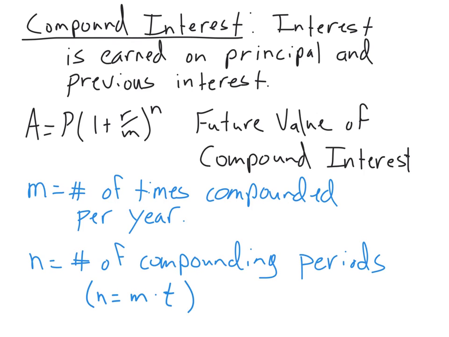So if you're compounding daily, then N would be in days. Compounding yearly, N would be in years. If you're compounding quarterly, N would be in quarters. Also, you can calculate N pretty easily by multiplying M times T. Here, T is standing for the number of years that you're investing in something, and M would be the number of times you're compounding it per year. So for example, if you're investing something for 5 years and it's compounded monthly, that would be 12 times a year, right? So 12 times 5 would give you N, that would give you 60 months.